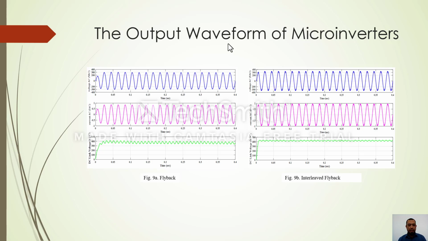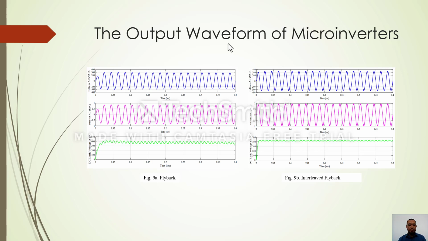Figure 9B is the output waveform for interleaved flyback. The values of VAC, IAC, and VDC match the requirement. In the first cycle, the voltage and current output just need 0.01 second to stabilize.